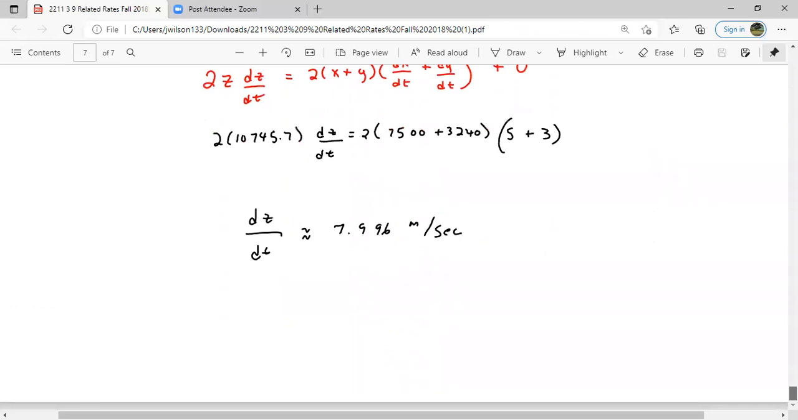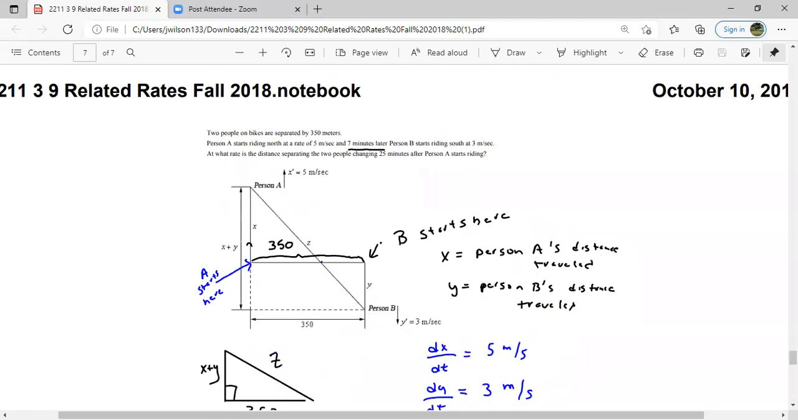Now here is one more interesting problem. And let me see, I'm going to make it a little bit bigger here.